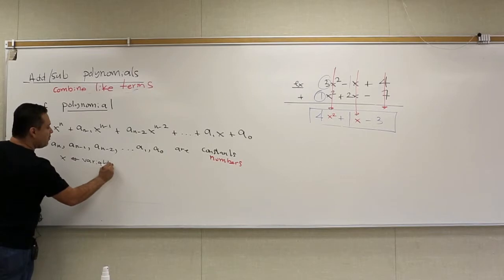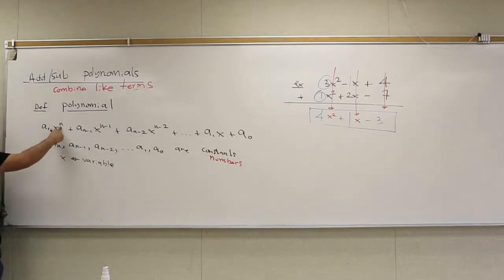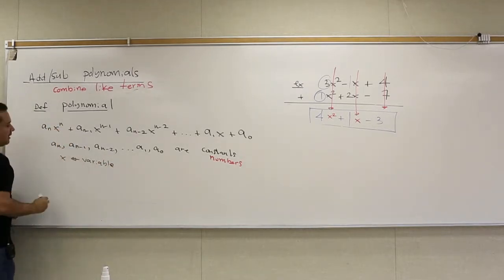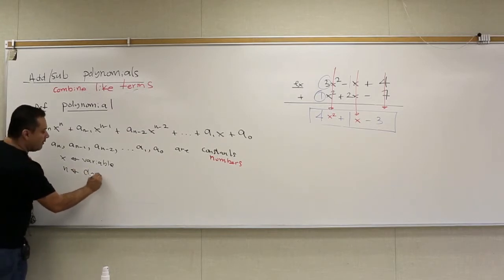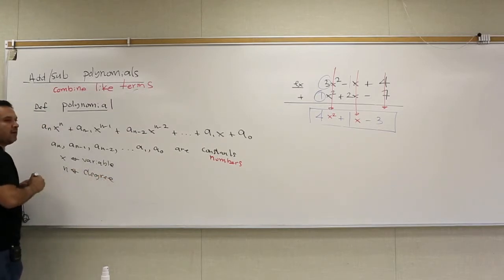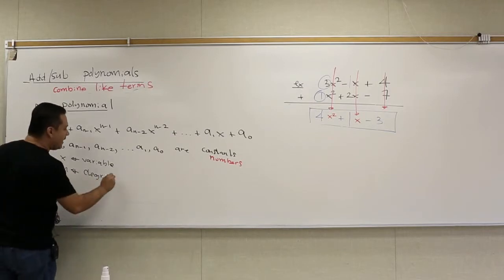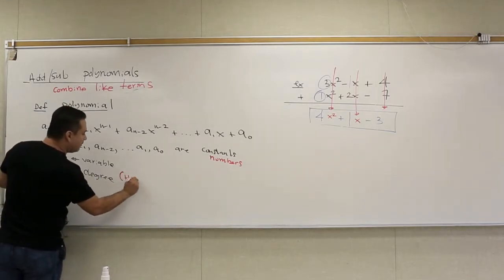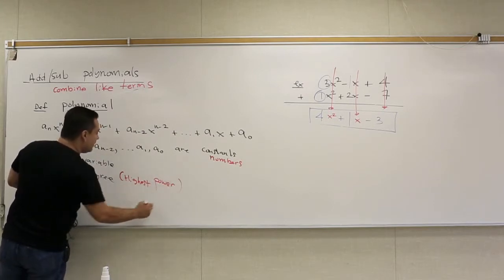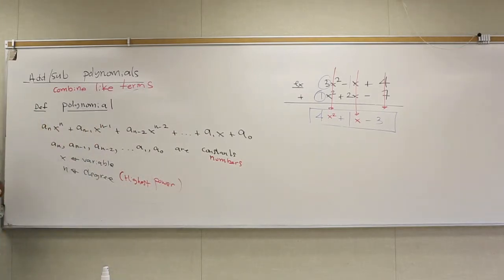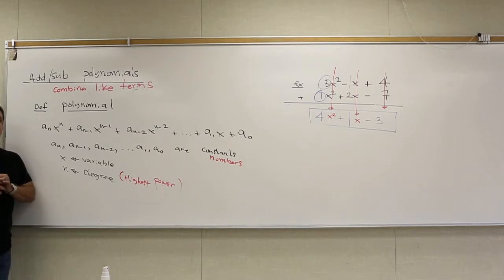What else do you guys know? What about this thing? You see this n? Well, n is what we call the degree of your polynomial. And the degree is simply the highest what? Power. So your highest power is n here. That's the highest power.